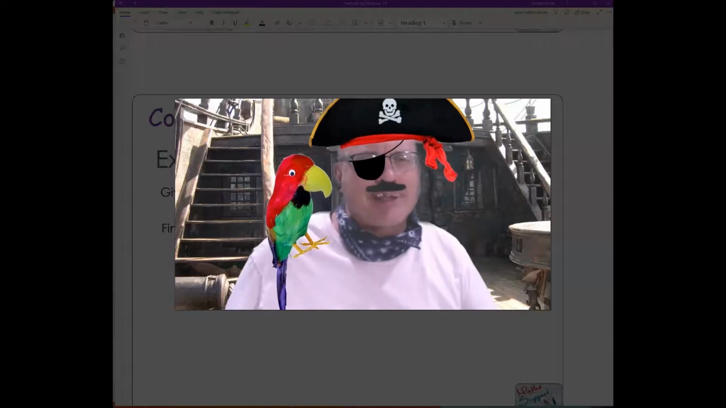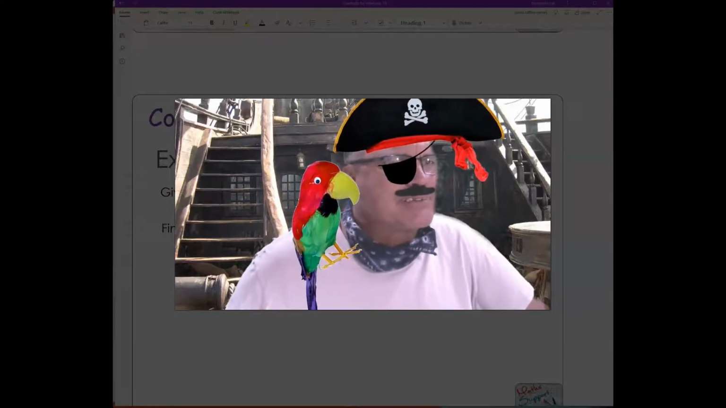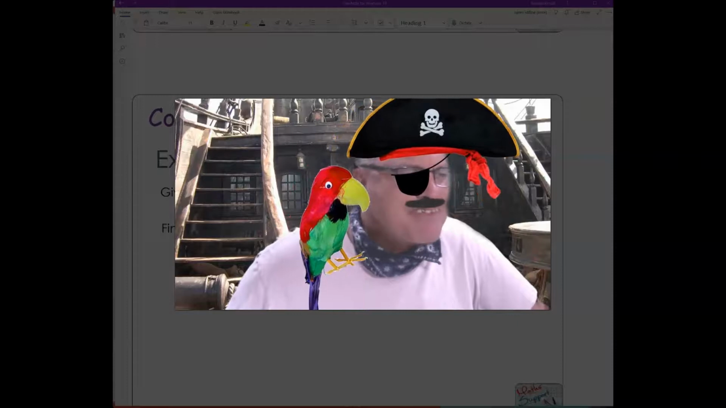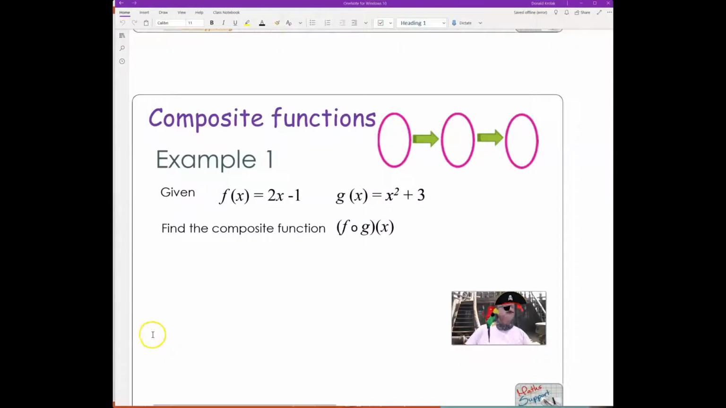Alright, you scallywags. Let's get started with composite functions. You scurvy dogs, tighten up that mainsail. Fix the jib.